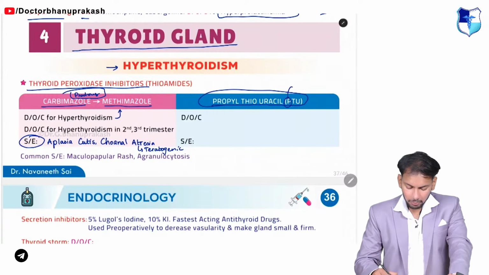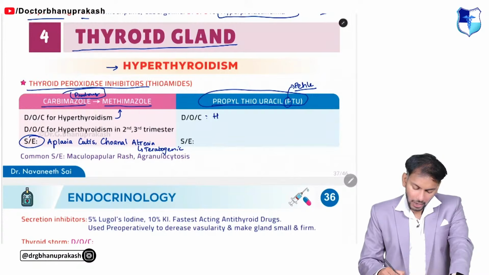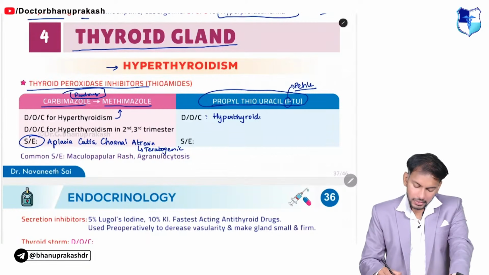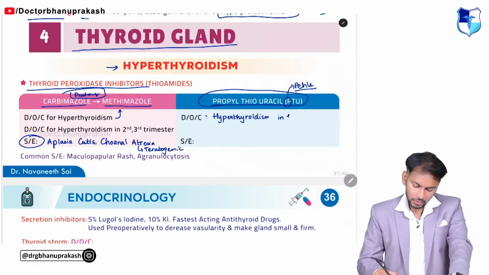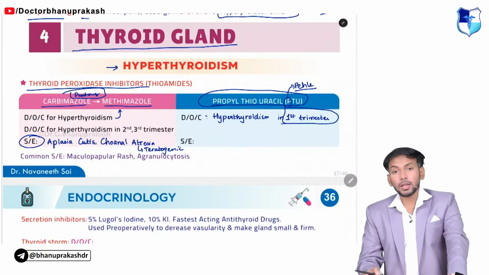So it is given P for P, पहले trimester. पहले trimester में क्या use करना चाहिए? It is PTU. So drug of choice for hyperthyroidism in first trimester is PTU. Will you continue for the second and third trimester as well? Because it is having less teratogenic effects.